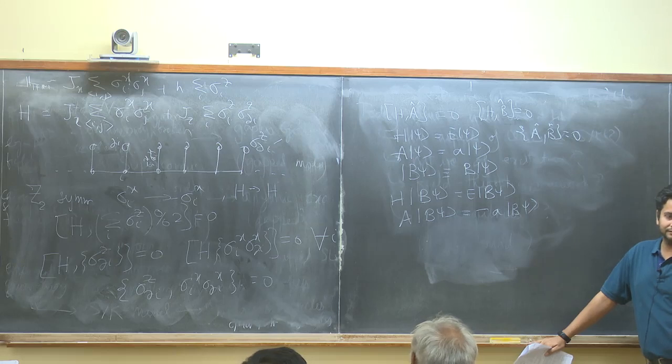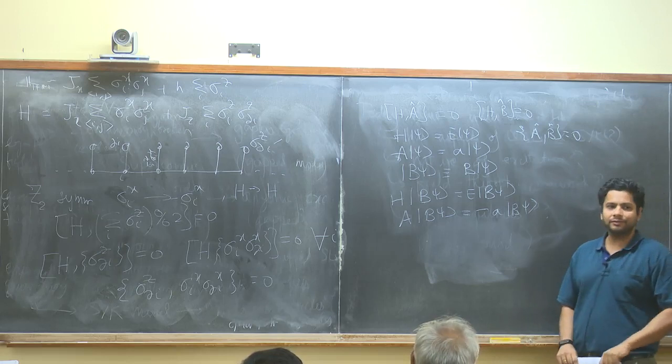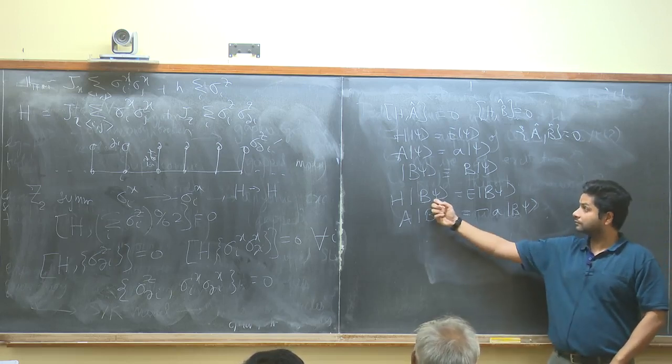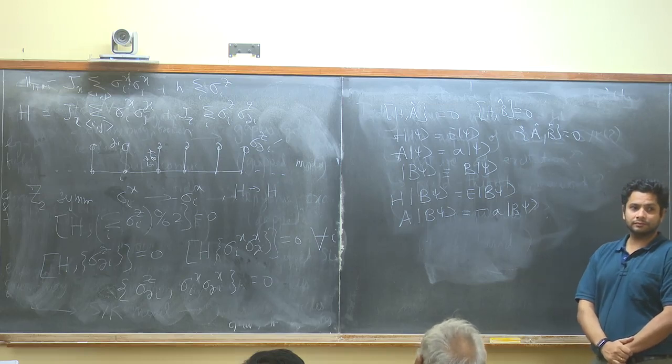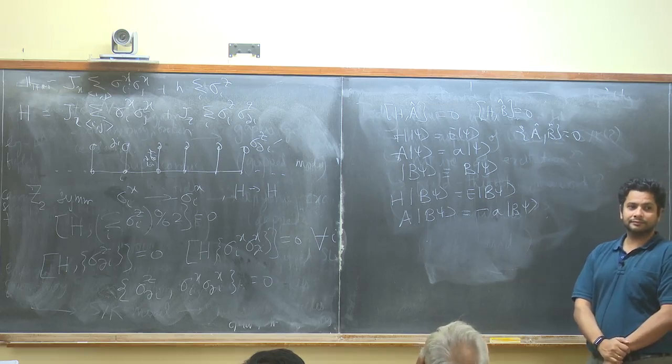The claim is every state is 2 to the n degenerate, which means the pattern of signs shouldn't matter. How do I make sure the pattern of signs doesn't matter? I rotate the sigma zi to make it a minus sigma zi. Therefore, I rotate the spin system by pi about the x-axis.